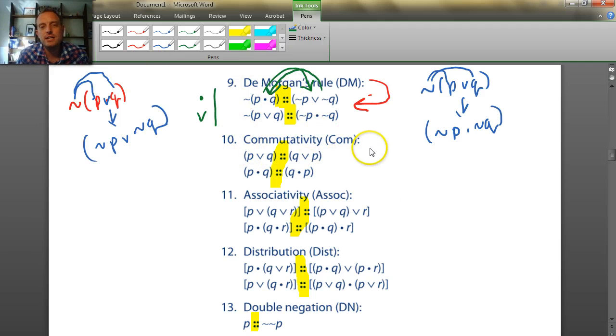Okay, commutation is a really easy one. Commutation basically says that if I ever have a statement with a disjunction or a conjunction, I can always just switch the variables around, right? So in this case, P or Q is the same as saying Q or P, right? And P and Q is the same as saying Q and P. And again, that's a result of the bivalent definitions of each of these things. And if you wanted, you could always do a truth table.